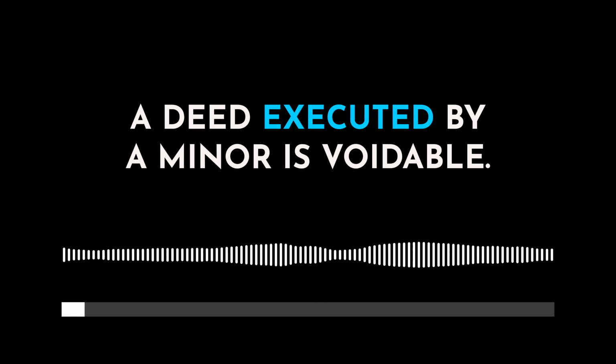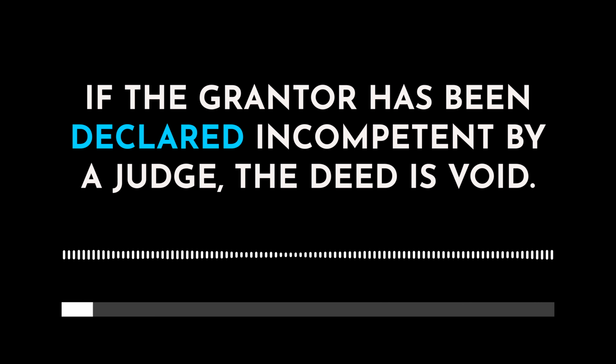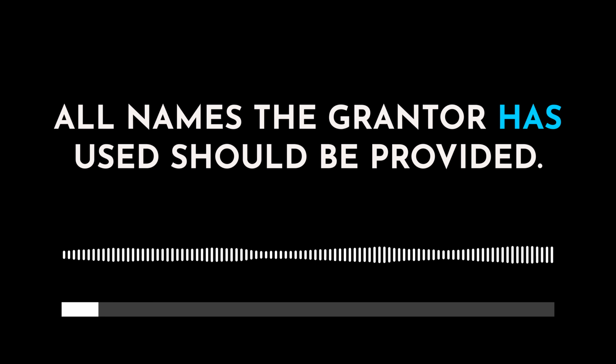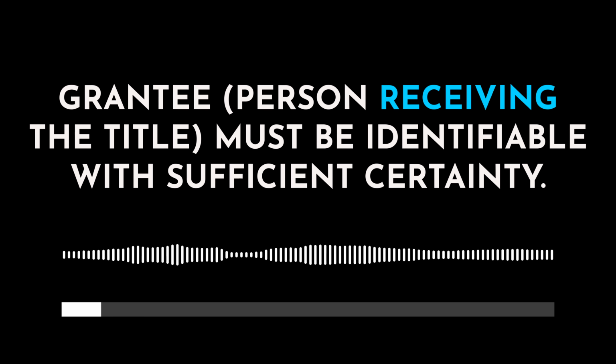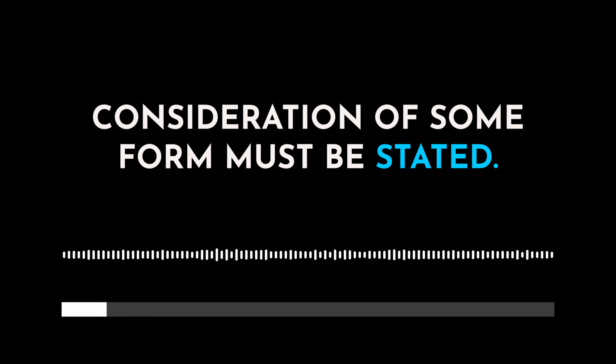A deed executed by a minor is voidable. Mental impairment at time of signing deed makes the deed voidable. If the grantor has been declared incompetent by a judge, the deed is void. All names the grantor has used should be provided. Grantee must be identifiable with sufficient certainty. Consideration of some form must be stated.